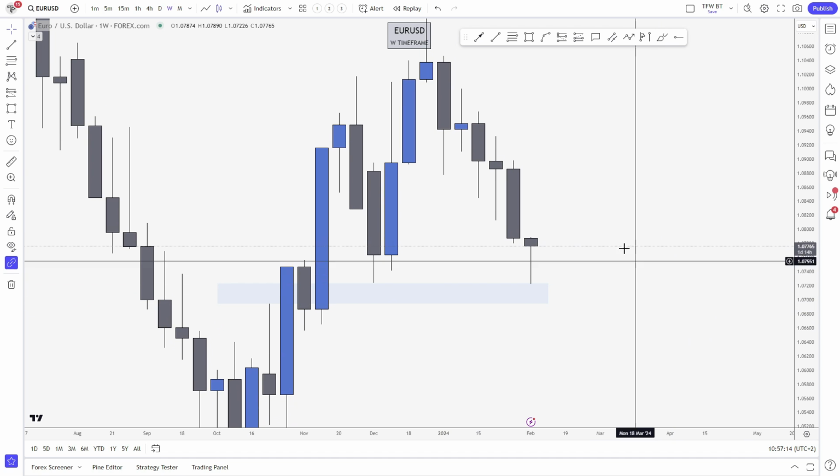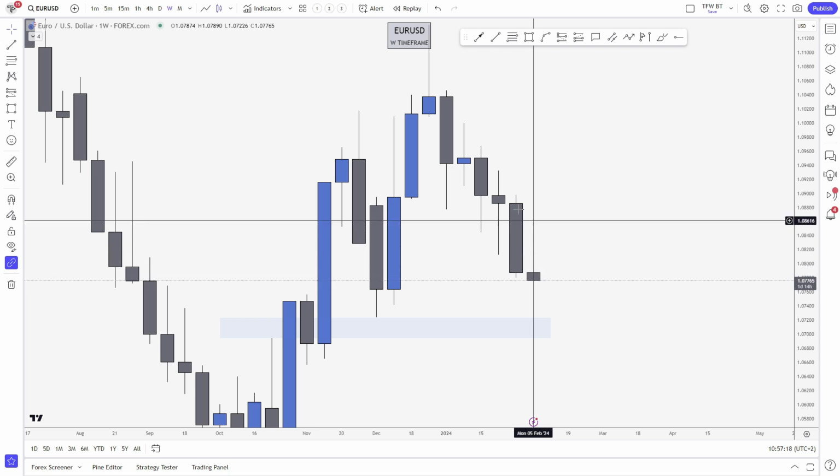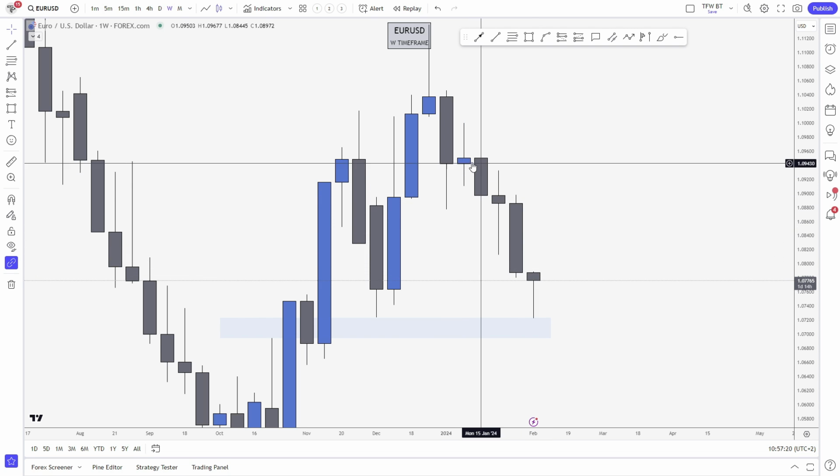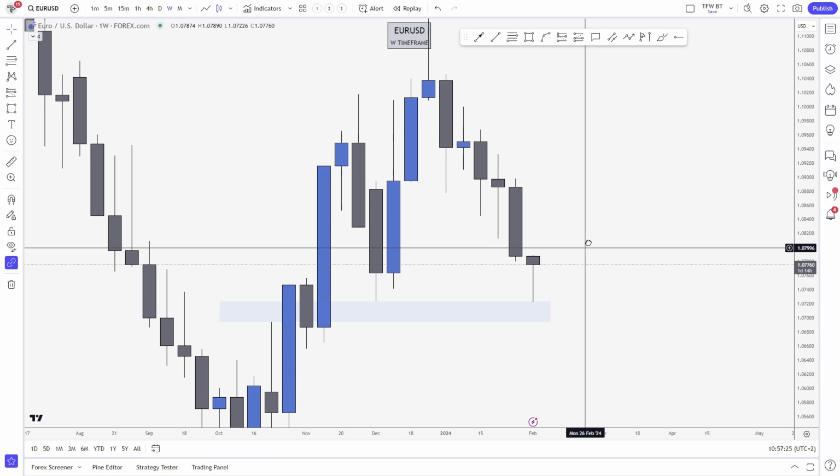Now on the weekly time frame, we don't have much to work with. Again, we have a push, we're having an overall pullback. It was pretty slow in January right there. And again, we can see the last week of January very nicely pushed down.